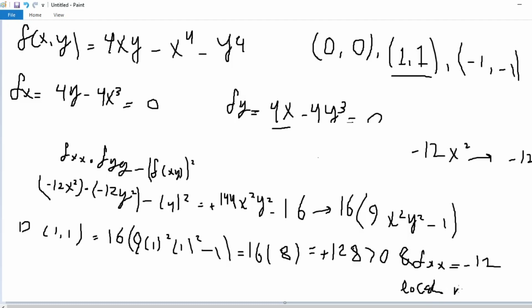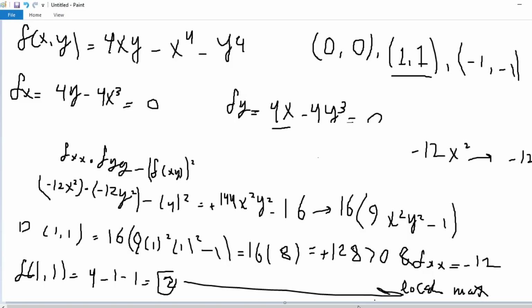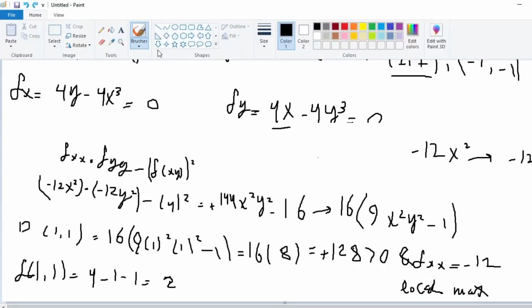local maximum. The last step for this critical point is to find the value of the original equation at f(1, 1). So 4 times 1 is 4, and the x is 1, so 1 to the fourth is negative 1, and the y here is also 1, so 1 to the fourth is also 1. So the final answer is 2 as the local maximum. So this is the second critical point.